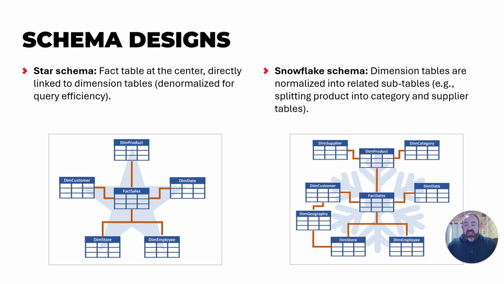And here's some schema designs. So we have a star schema where the fact table is at the center and it's directly linked to dimension tables, and it's denormalized for query efficiency. The snowflake schema, dimension tables are normalized into related subtables, like splitting product into category and supplier tables.